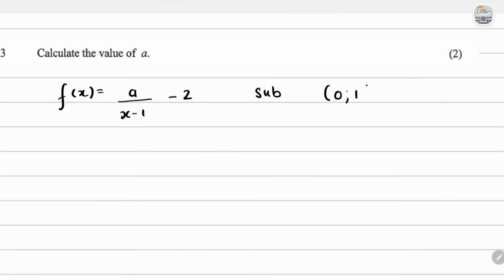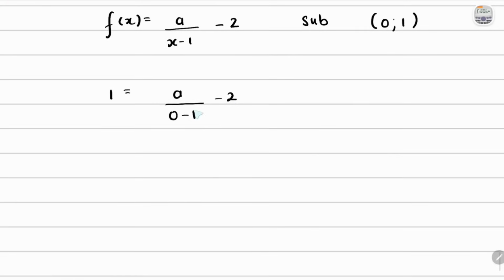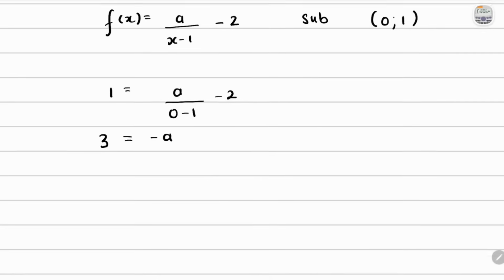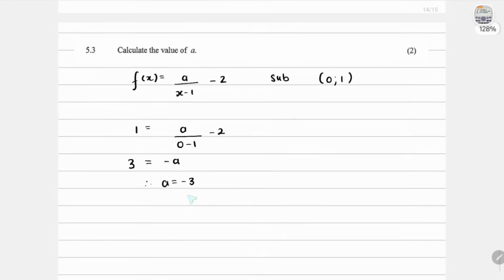y-intercept (0, 1), okay? And so this is going to be 1 is equal to a over 0 minus 1 minus 2. Might as well just take this over already. When it goes over, it becomes positive and adds to the 1, which is 3. So 3 is equal to a over 0 minus 1, which is negative, so that becomes a negative a when it divides by negative 1. Therefore, a is equal to negative 3 if you multiply both sides by negative 1. And that is our answer.